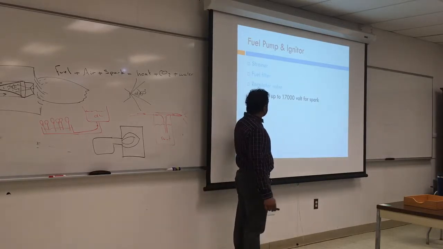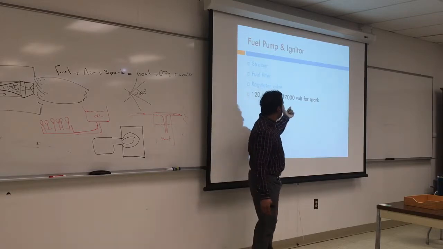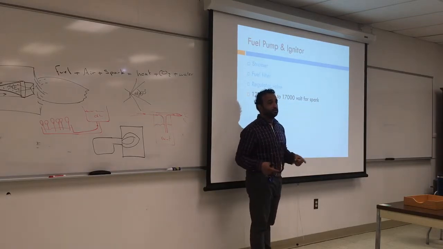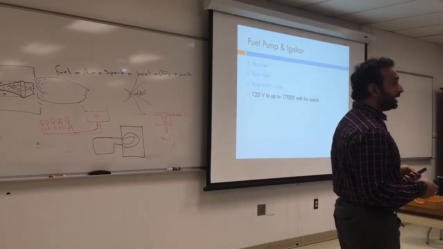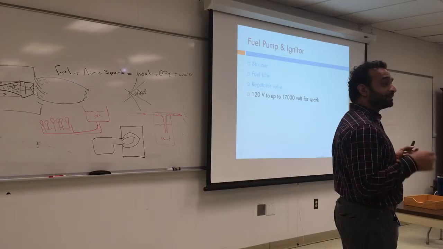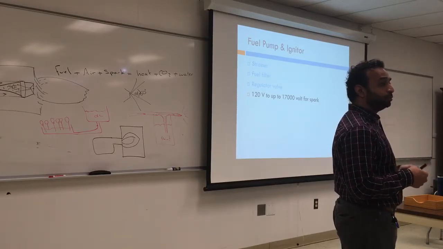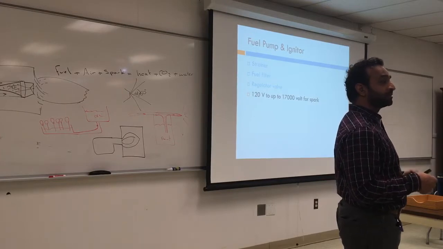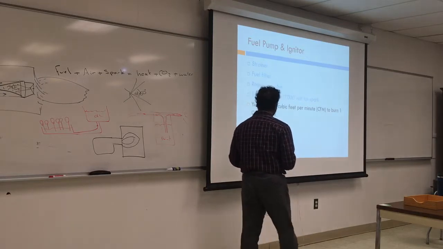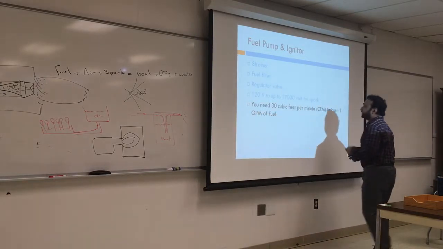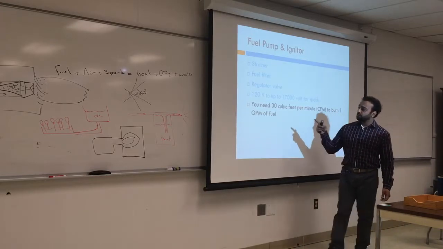For ignition, we start with 120, 110 volts coming in, and we get up to 17,000 volts between the electrodes. So it's a lot of spark, and the temperature of the spark should be around 400 to 500. And that's when you see a blue spark. Blue constant spark means around 600 to 500. Think about that: you need 30 cubic feet per minute of air to burn 1 gallon of fuel.